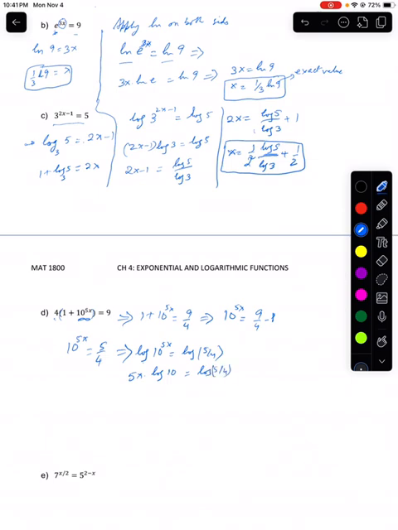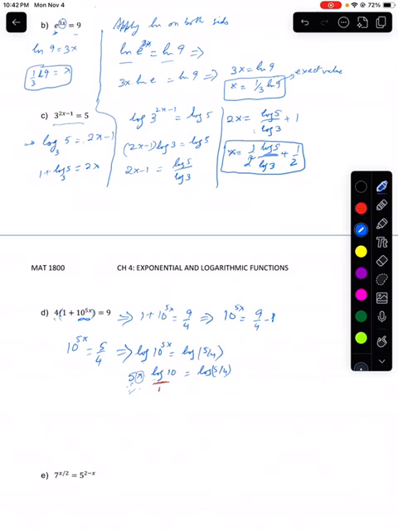So then I have to get the x from here. So I have to divide by 5 times log of 10. Do I need to divide by log of 10? Think about it. What is log of 10? What is the value of log of 10? This is 1.